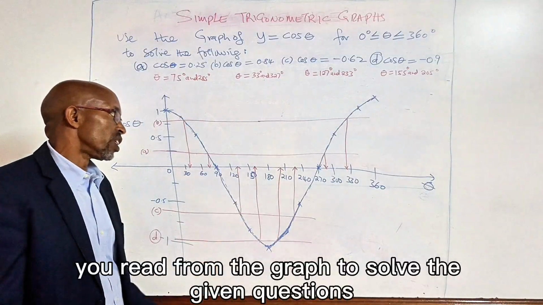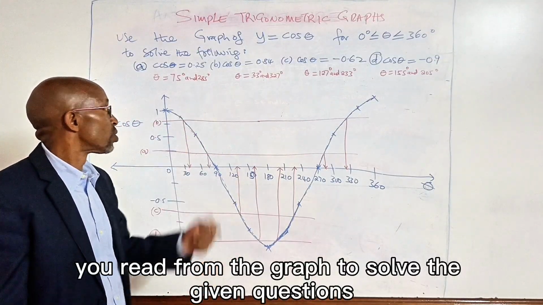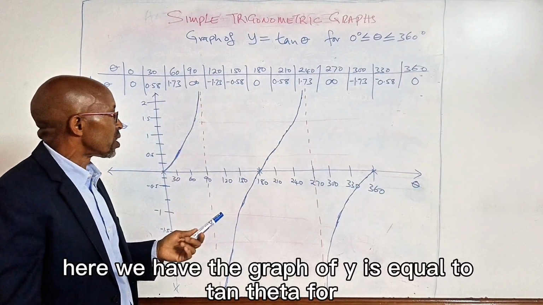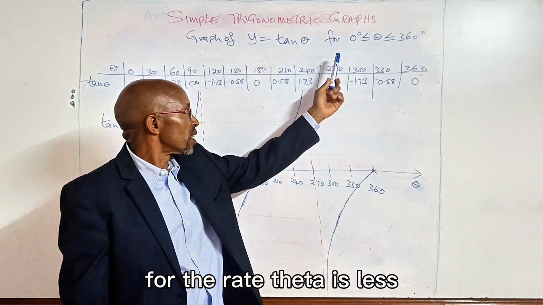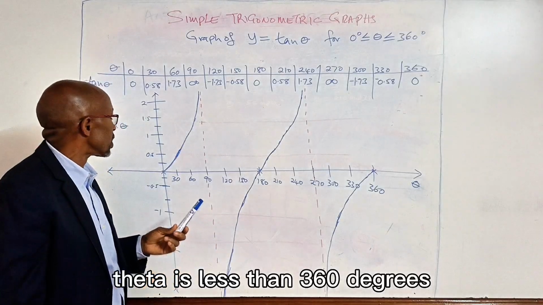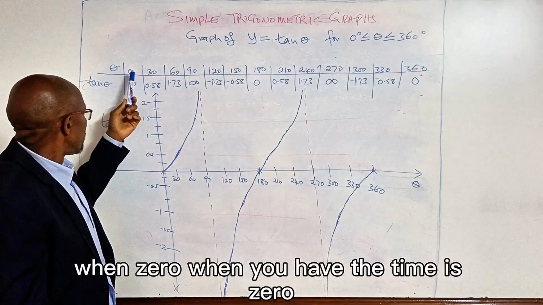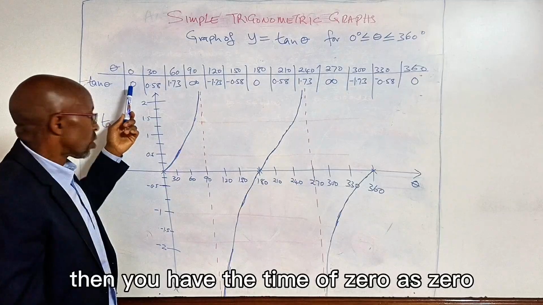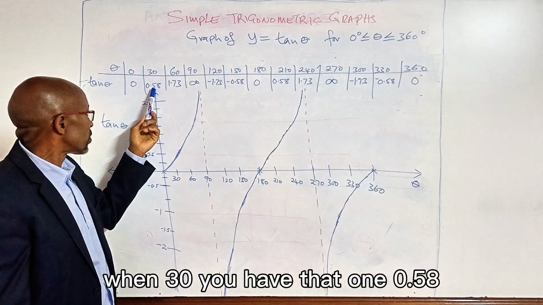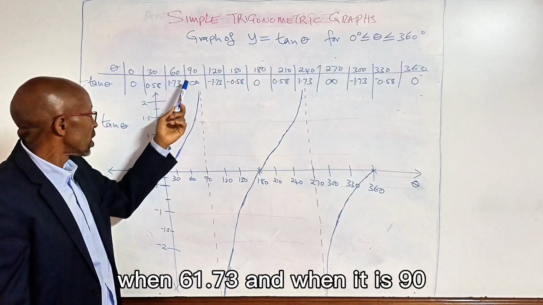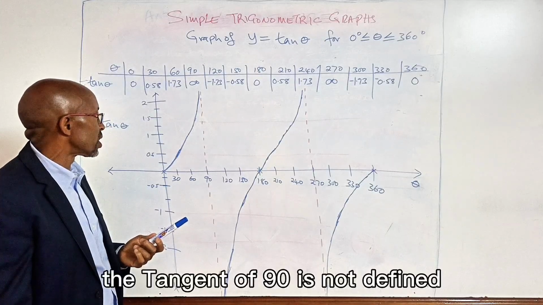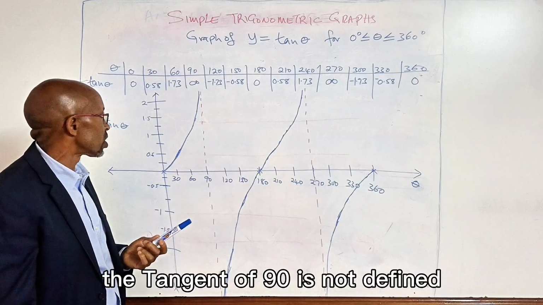And that's how basically you read from the curve to solve the given question. Here we have the graph of y is equal to tan theta, for the range 0 degrees is less than or equal to theta, theta is less than or equal to 360 degrees. When theta is 0, then you have the tan of 0 as 0. When 30, you have 0.58. When 60, 1.73. And when it is 90, we have infinity. The tangent of 90 is not defined.